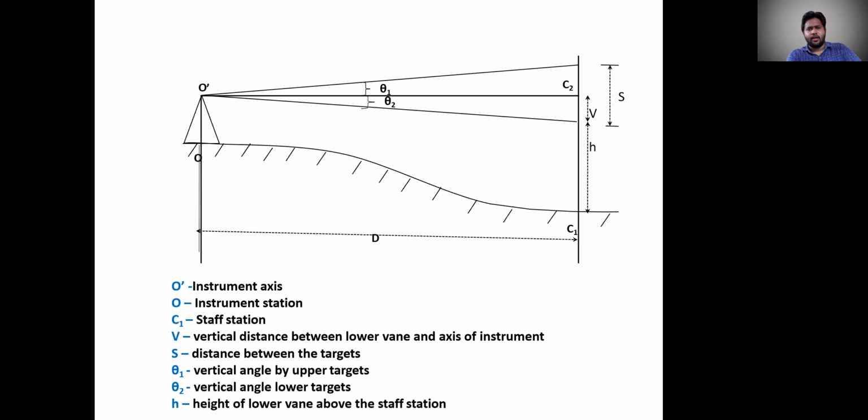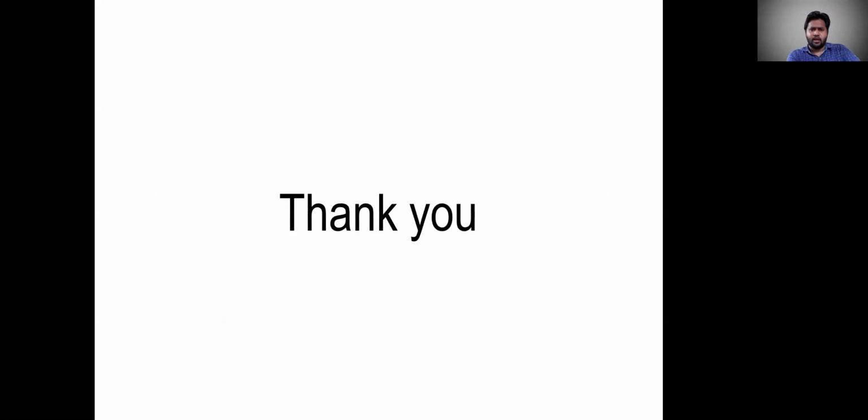I hope everyone has understood clearly about these problems and the concept of tachometric surveying. In coming classes, for every case I will take two problems, and I will explain the problems thoroughly.